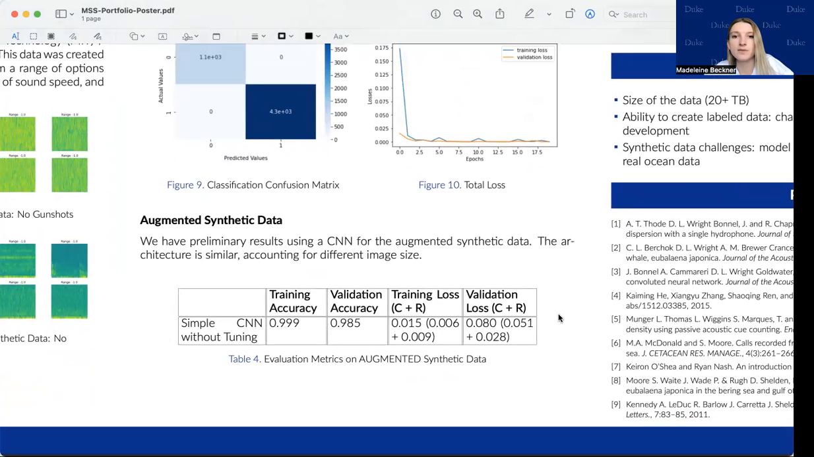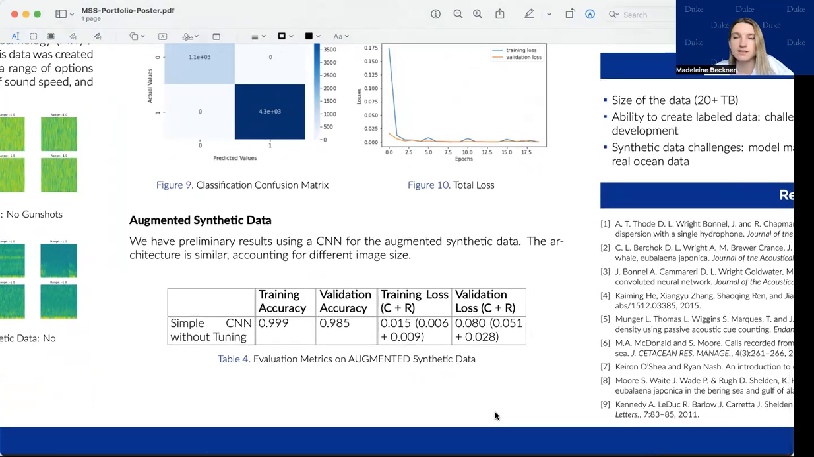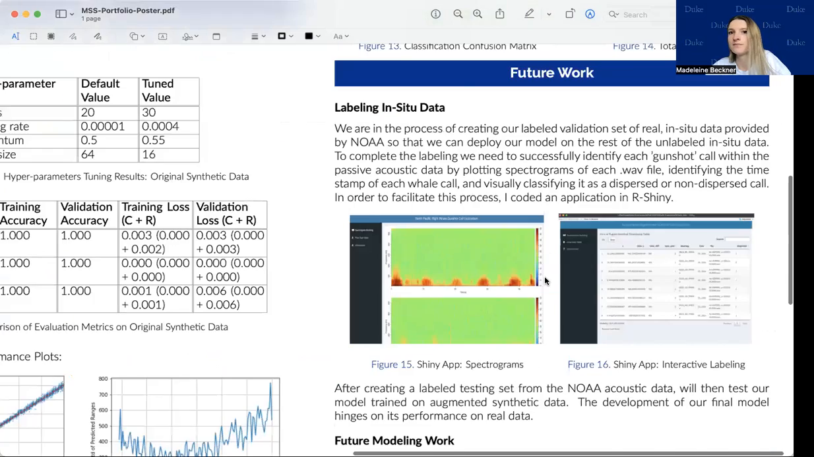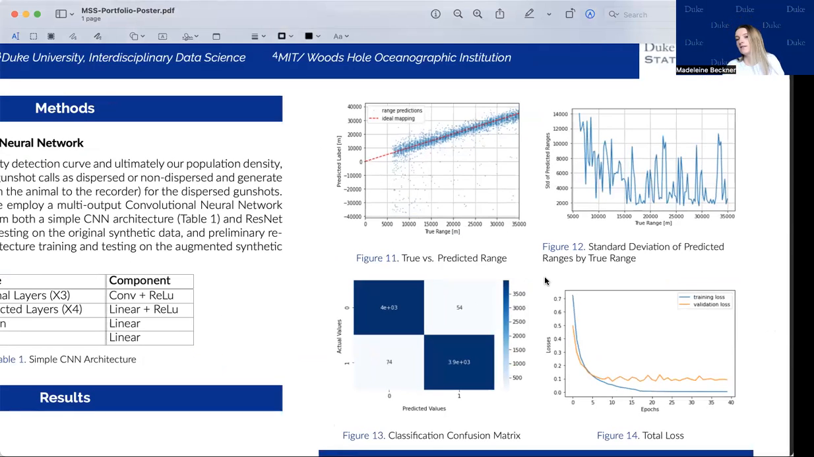Then we also have results from the CNN using augmented synthetic data. The architecture was similar to the simplistic CNN, but with a different image size for the data set. So accuracy is a tiny bit lower, but still very high, and loss is still very low, but a tiny bit higher. And here are those plots again. Essentially what we ended up doing is continuing the work on the augmented data. We also implemented ResNet on the augmented data, but I think the more simplistic model is the best choice, because we will be deploying this on a novel data set, one that's not synthetic. So we don't want it to overfit, which is why a deeper neural network wouldn't be the right choice here.